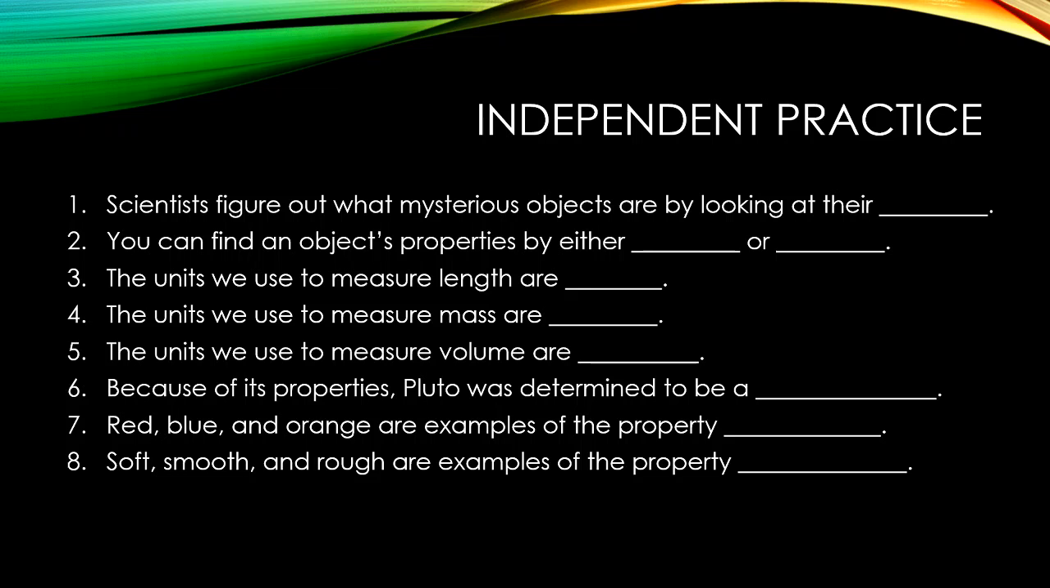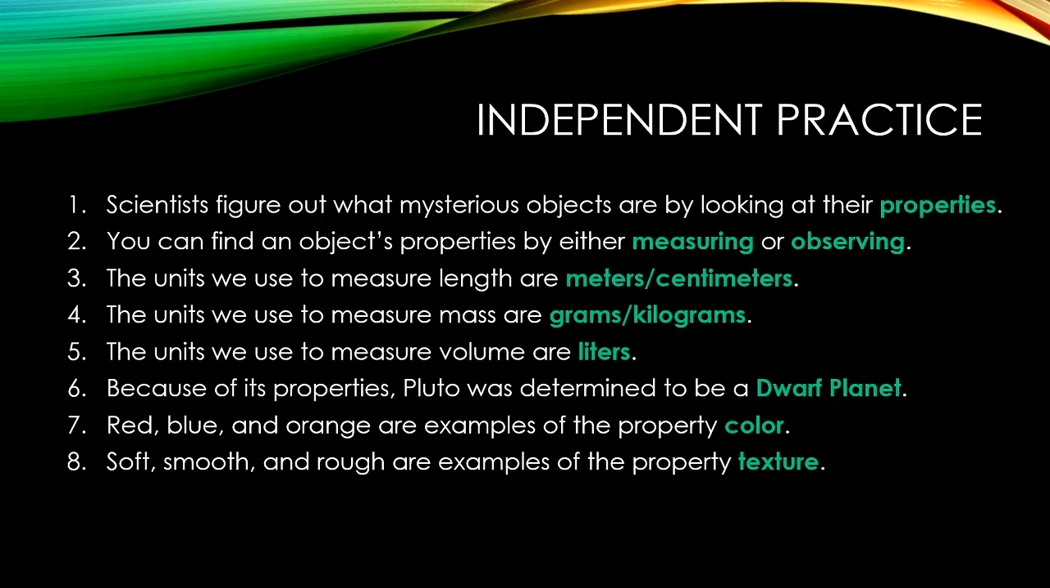Alright, I'm assuming you've now finished the independent practice. We're going to go ahead and show the answers for each of these. Number 1, scientists figure out what mysterious objects are by looking at their properties. That is the whole big point of today. We can use properties to identify mystery objects. Number 2, you can find an object's properties by either measuring or observing. It's the 2 ways we can find properties.